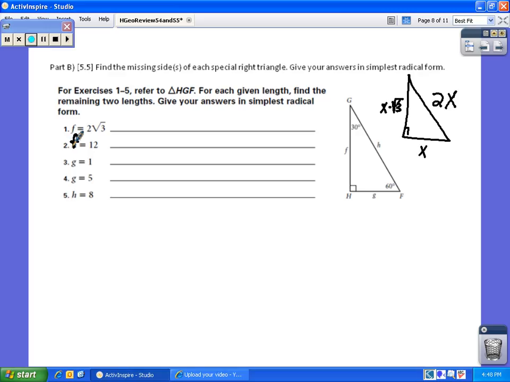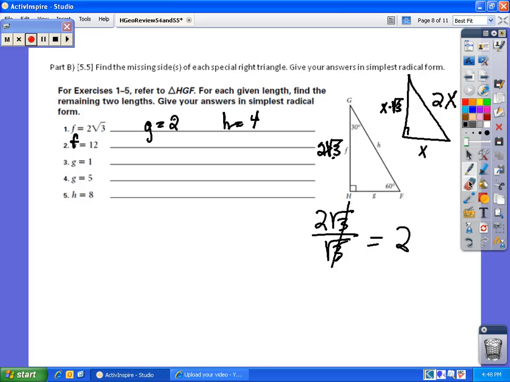So number 1, f is equal to 2 times the square root of 3. In this problem, they give us the longer leg. To go from the longer leg to the shorter leg, we divide by the square root of 3. 2 root 3 divided by the square root of 3. The square root of 3's cancel out, and I find that my short leg is equal to 2. To go from the shorter leg to the hypotenuse, I multiply by 2, so I find that the hypotenuse is 4.